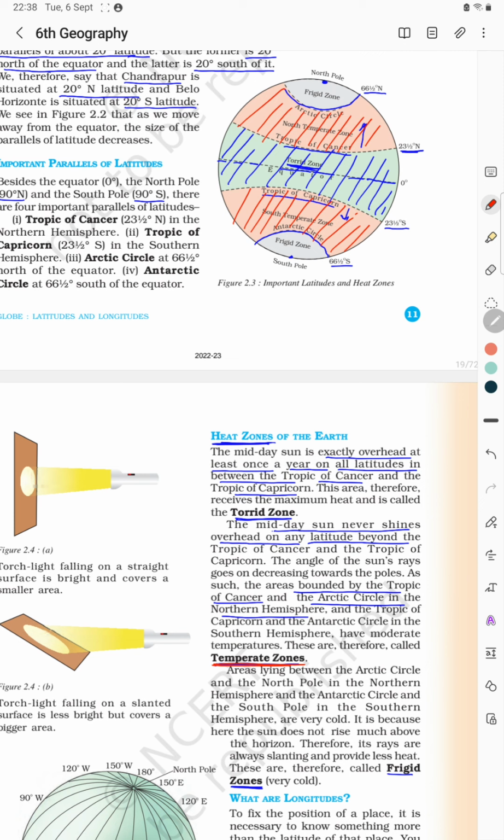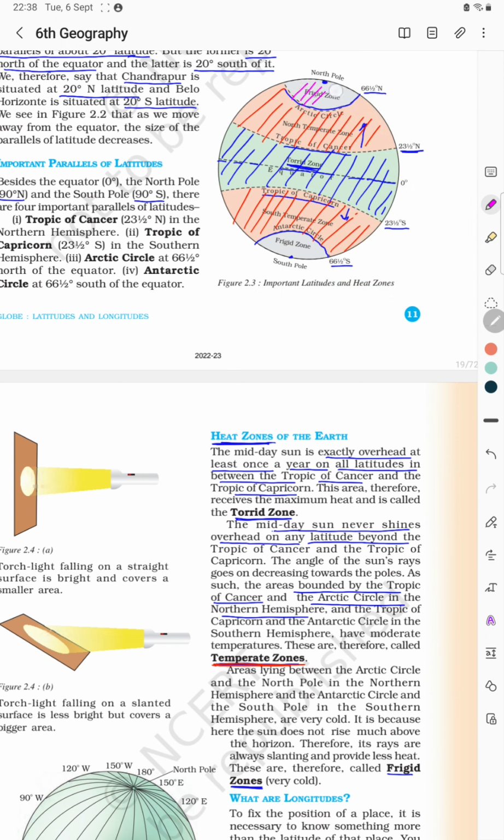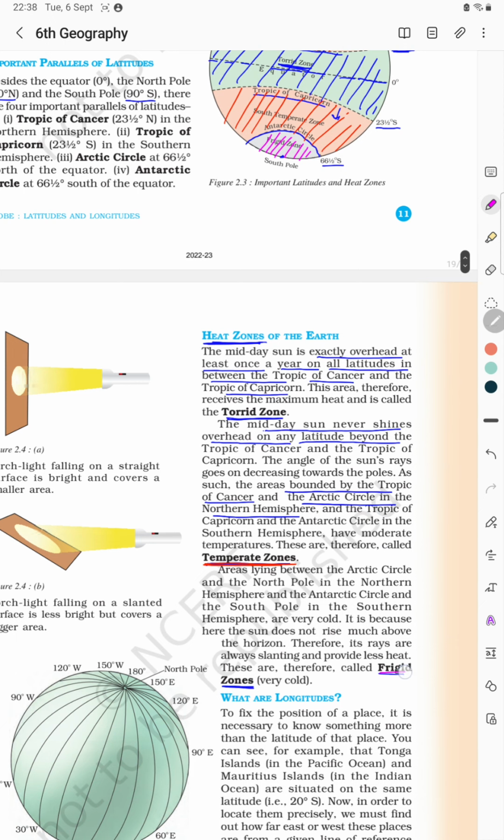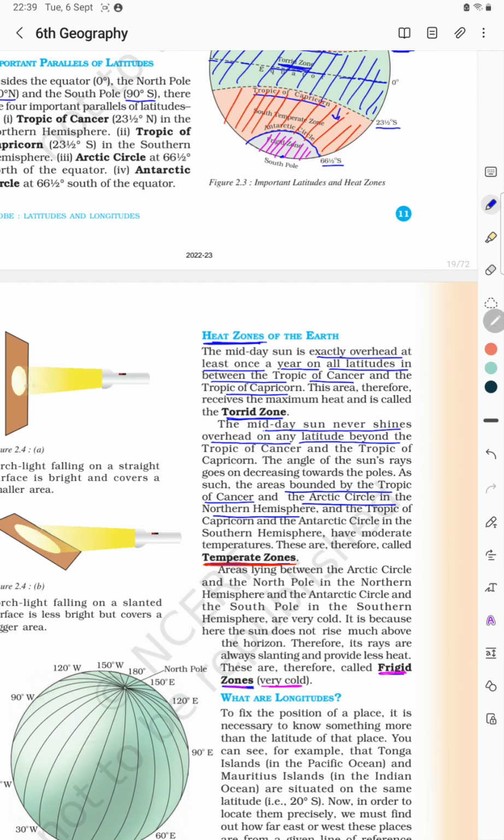Then the areas lying beyond the Arctic Circle in the northern hemisphere and the Antarctic Circle in the southern hemisphere, this zone and this zone, are called the frigid zone. They are very cold. Why? Because the sun does not rise much above the horizon. Therefore, its rays are always slanting and provide less heat.